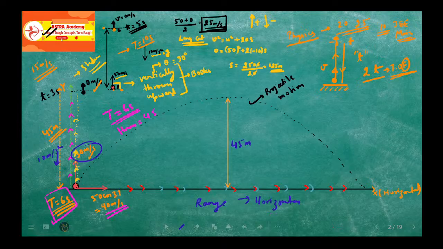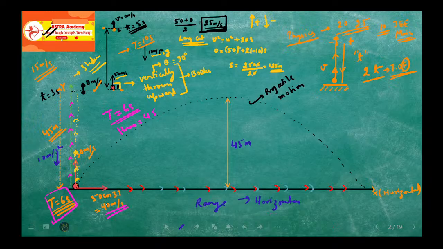So the amount of vertical height is again decided by the vertical component only. Yes or no? So now all the vertical parameters are decided by the vertical component. Similarly, all the horizontal parameters will be decided by the horizontal component.